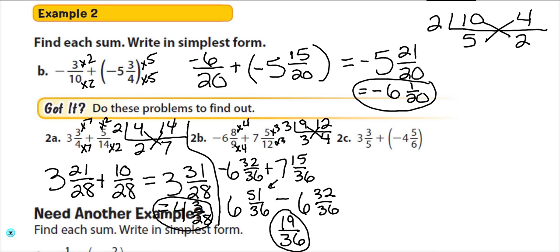Okay, let's try 2C. So we have 3 and 3/5 and -4 and 5/6. So I already know I can't make the 5 into a 6. That's a no-brainer, so we don't have to worry about that. Okay, so let's go ahead and draw our box here. So we have 5 and we have 6. It's going to be 1, so we just have to multiply them by each other. So this is going to be times 6, and this is going to be times 5.